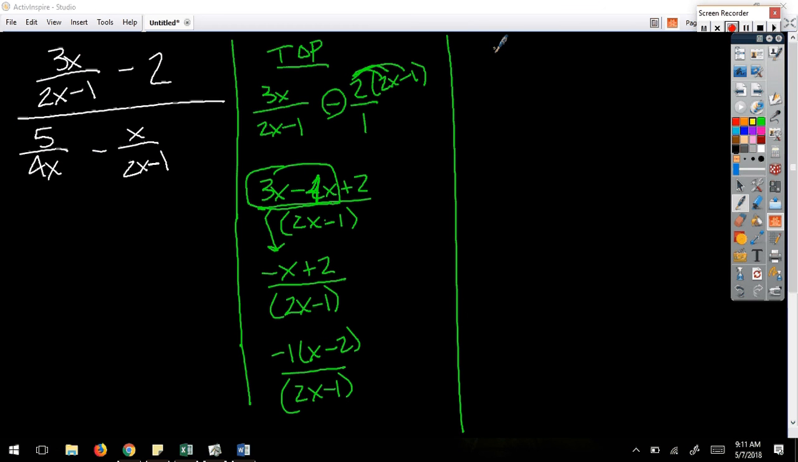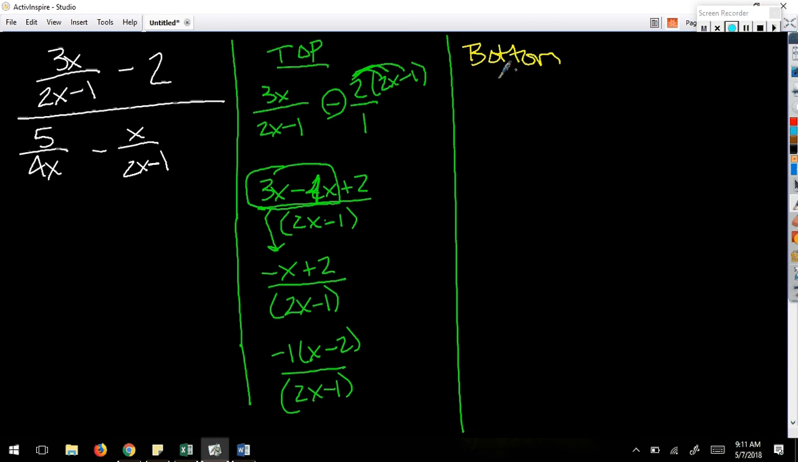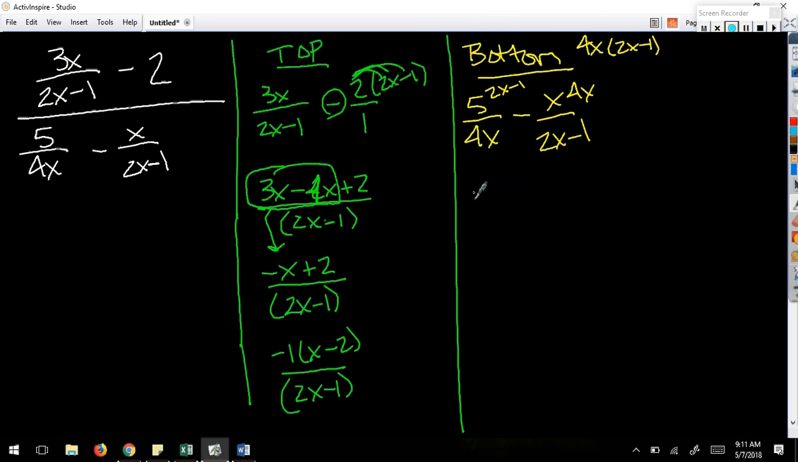Well, top, bottom, together. So we did the top. So that's a third of it. So now the bottom. So I have 5 over 4x minus x over 2x minus 1. What is the LCD? 4x and 2x minus 1. What's the first one need? 2x minus 1. What's the second one need? 4x. So I have 10x minus 5.